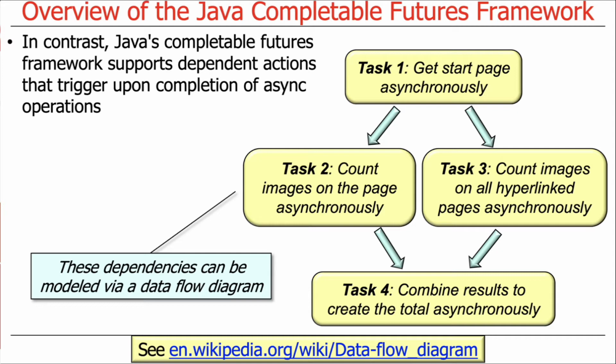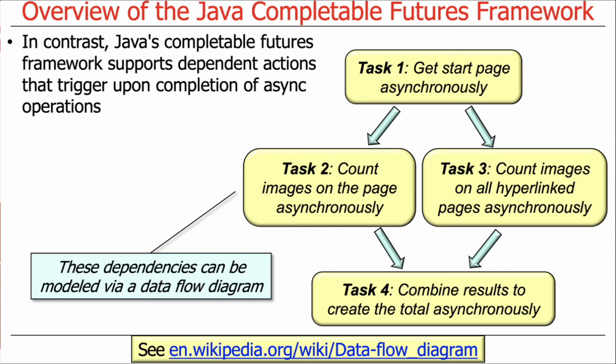So now we've got task 2 and task 3 running. They're basically doing their computations. And they also are going to return something called a completable future. Each one will return a separate completable future, as we'll see in a second. And then task 4 will run when both task 2 and task 3 are finished. So not until task 2 and task 3 are done will task 4 get done. And task 4 will combine the results to create the final total asynchronously. You could also do it synchronously too. We'll see that when we look at the implementation.